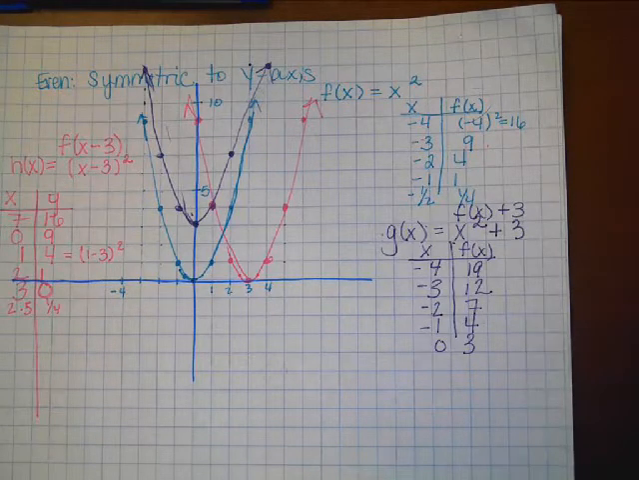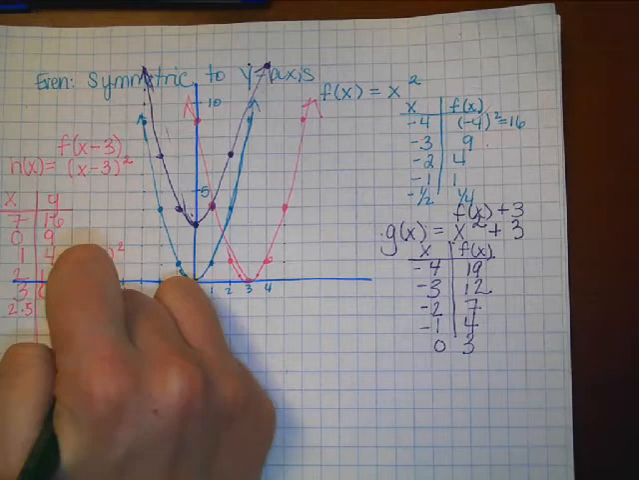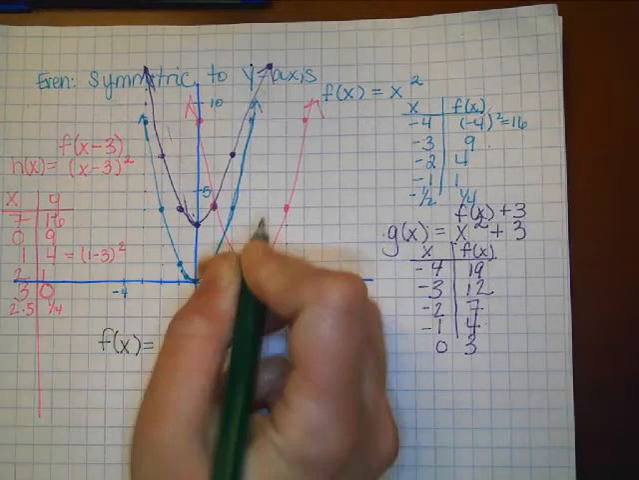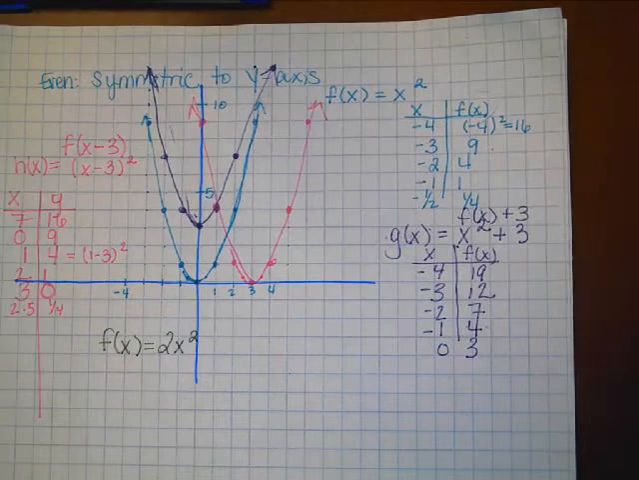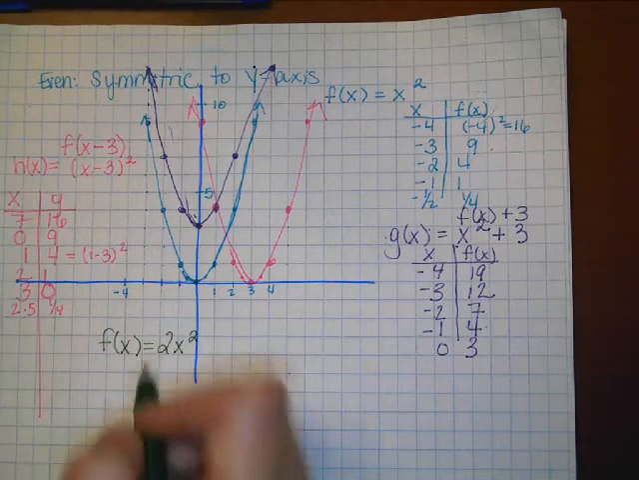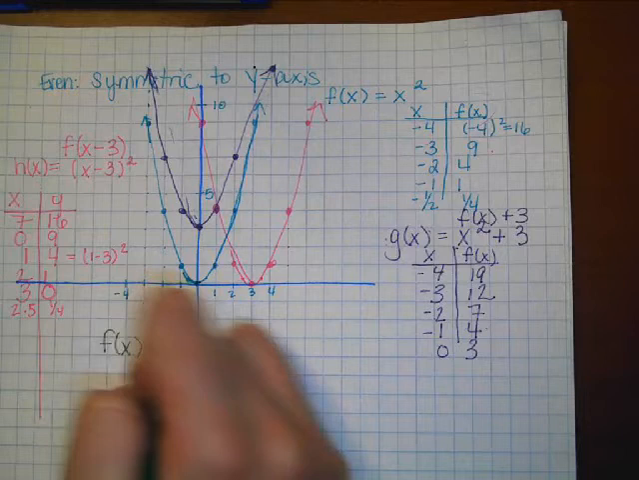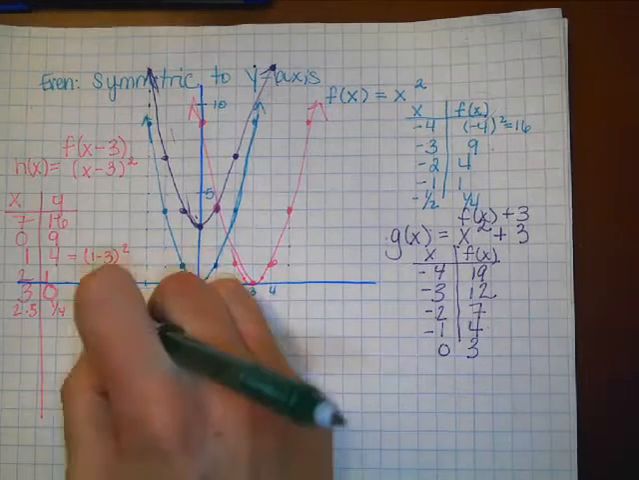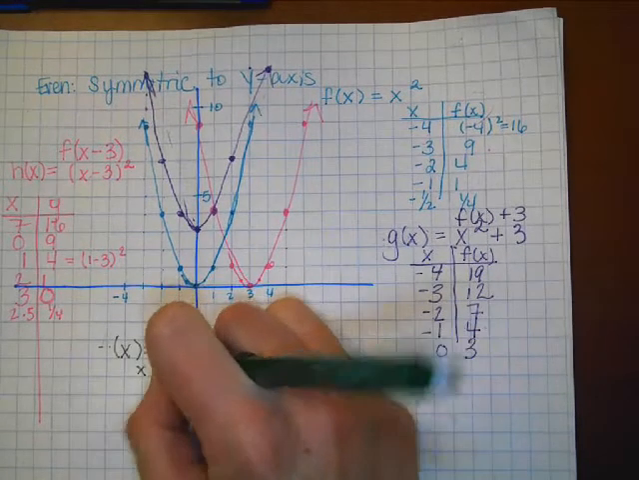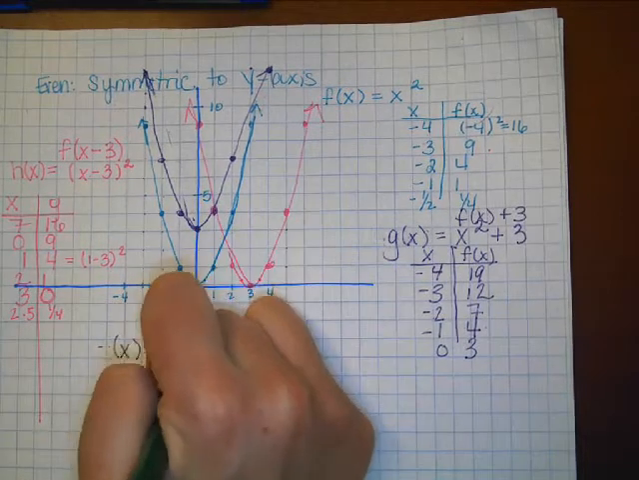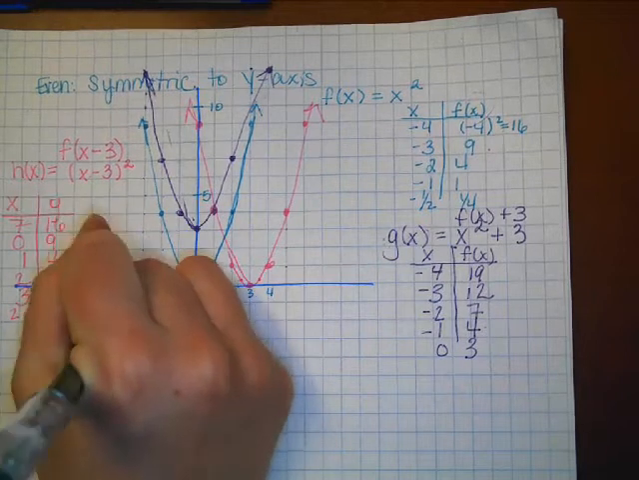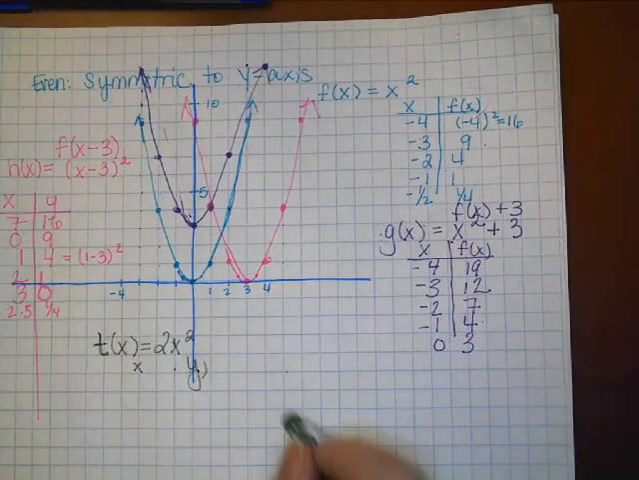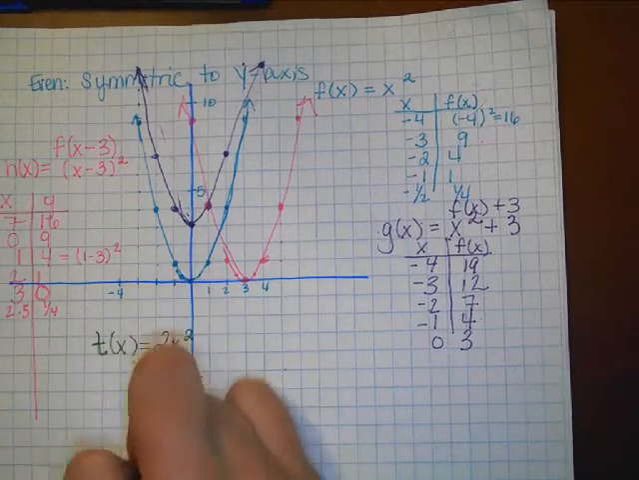So the next thing we're going to talk about are the stretches and compressions. So what happens if I write f of x equals 2x squared? All right, now I'm again changing the y values. It shouldn't be f of x. I should call it y for now. Let's call it t of x, I guess.